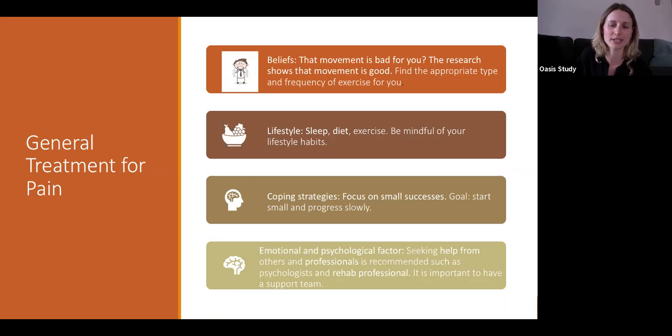Lifestyle is also important. So sleep, diet, and exercise, like I just mentioned. So just be mindful of your habits. Merrill and I have also created some resources about sleep hygiene that we could send out to you. These are some sleep tips that will allow you to maybe have a better sleep and thus indirectly help with your pain. Some coping strategies are to focus on small gains, start small and progress slowly, as well as emotional and psychological factors.